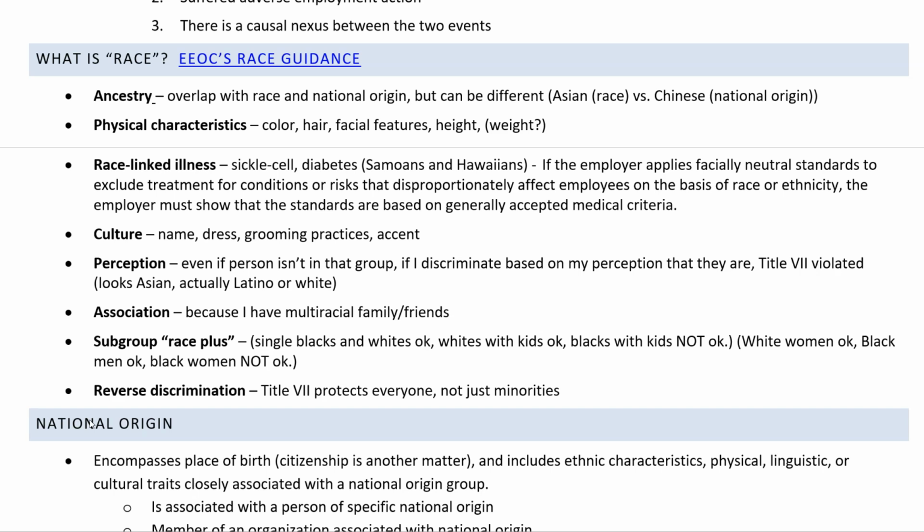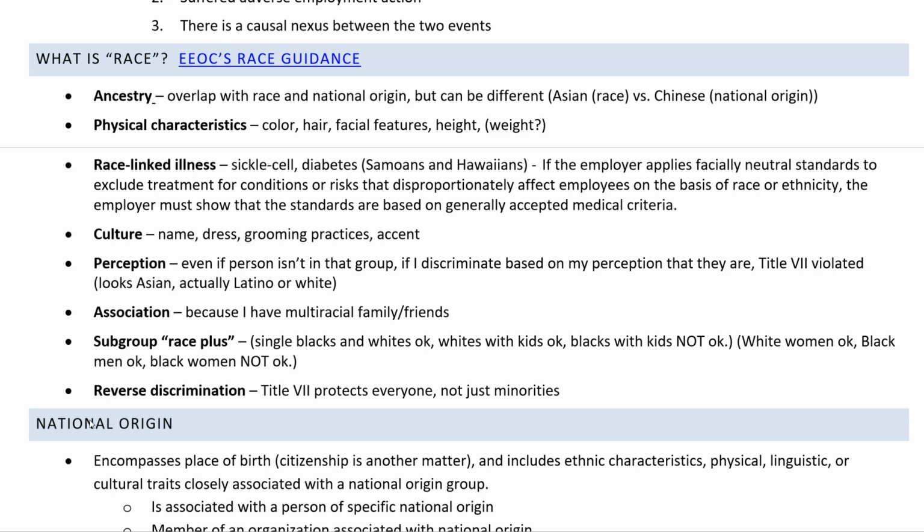Subgroup or race plus discrimination, also covered. So here's where we can start picking and choosing different subgroups of certain protected classes. So for instance, I could say, well, single black people are fine. Single white people are fine. White people with kids, fine. But I'm not going to hire a black person with kids because I have something against the way that people act when they're black and have kids. Okay, that's a violation of Title VII.